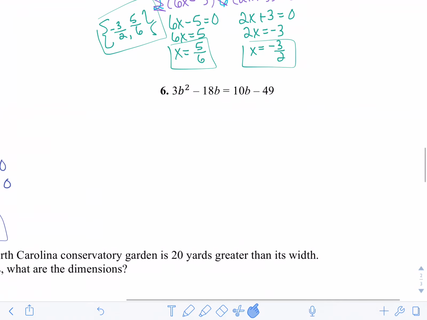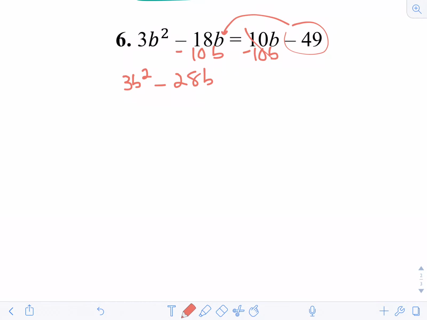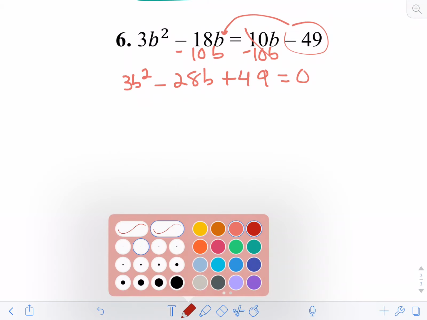All right. Last one that's like this. So we have a word problem. We have 3b squared minus 18b equals 10b minus 49. So I'm going to have to subtract 10b from both sides, because that gets rid of that, and move the negative 49 over. So you have 3b squared. Negative 18 and negative 10 gives me negative 28b. And then when I move the negative 49 over, it becomes a positive, and that's set equal to 0. All right, for this one, there is no greatest common factor, so we have no GCF.